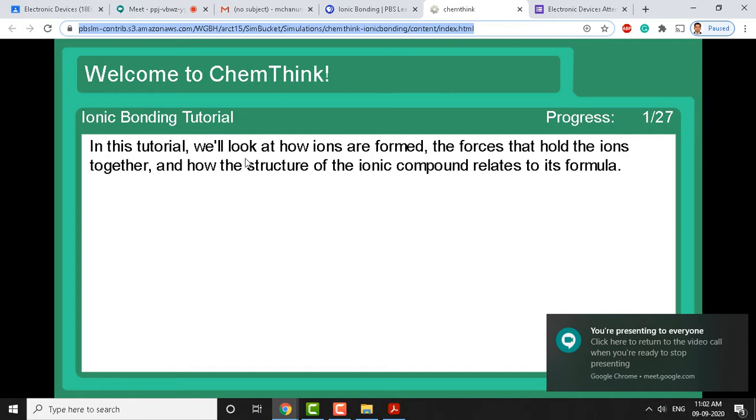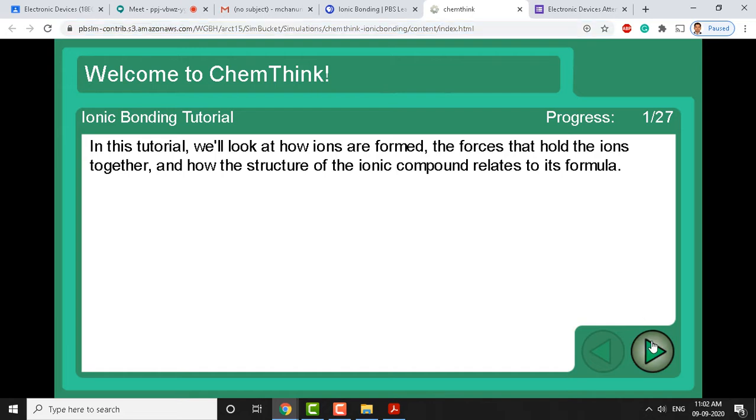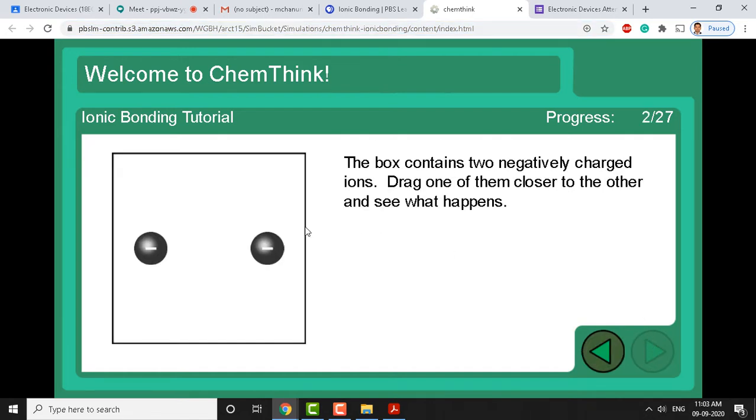So here we are going to understand ionic bonding formation. Just have a look at this. This box, as you are seeing here, is basically an ionic bonding tutorial. The box contains two negatively charged ions, that you are seeing here with a minus sign and a minus sign.